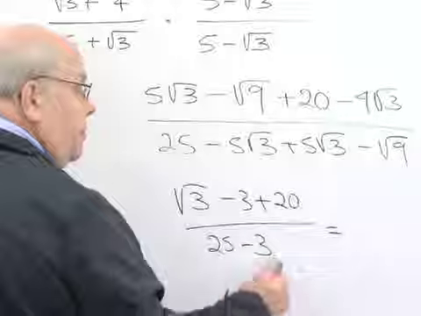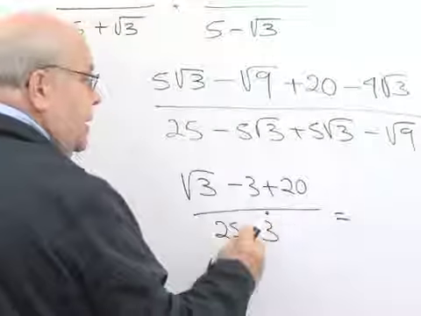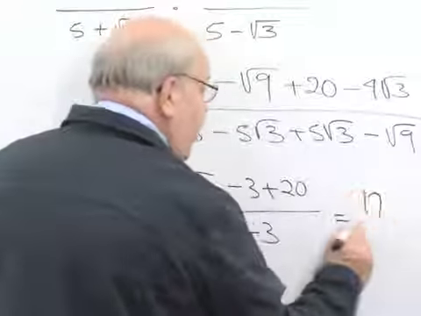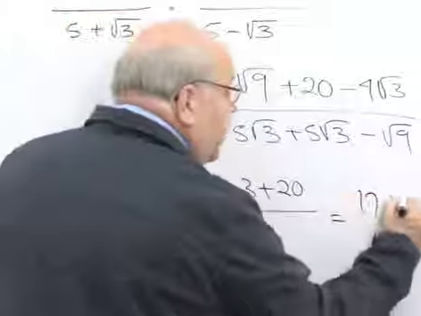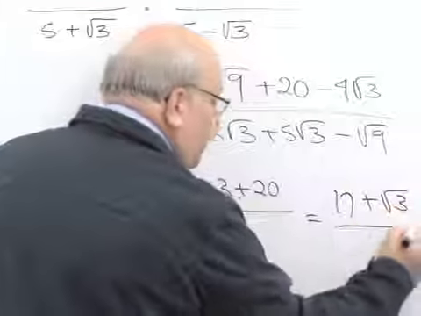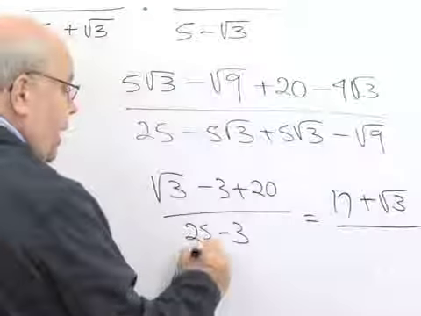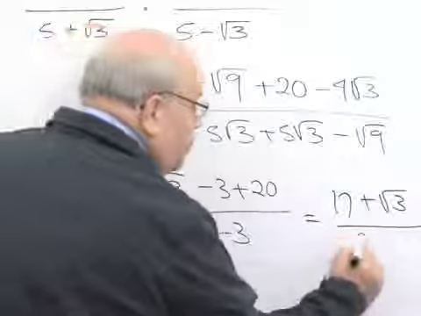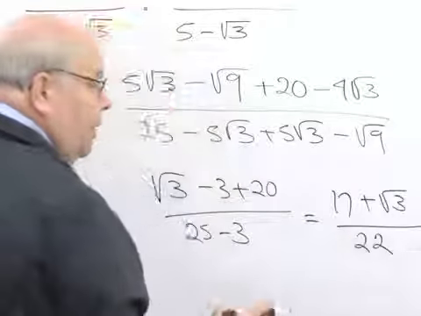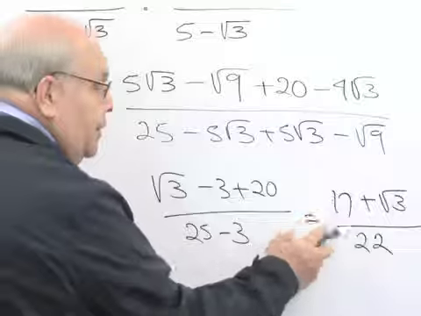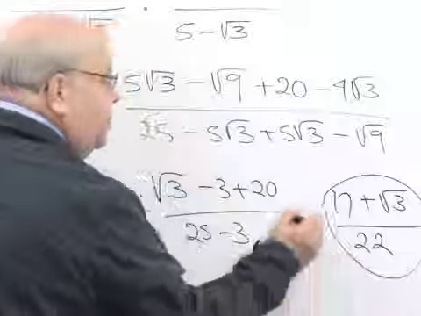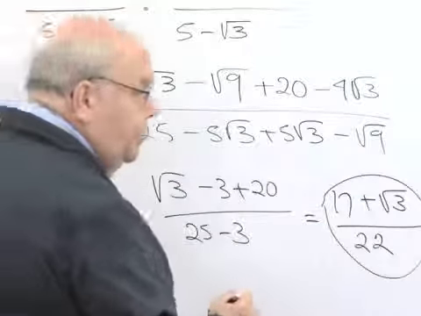If we do a little simplifying, plus 20 added to negative 3 is 17. So we have 17 plus the square root of 3 in the numerator, and 25 minus 3 is 22 in the denominator. Our final answer is 17 plus the square root of 3, all divided by 22.